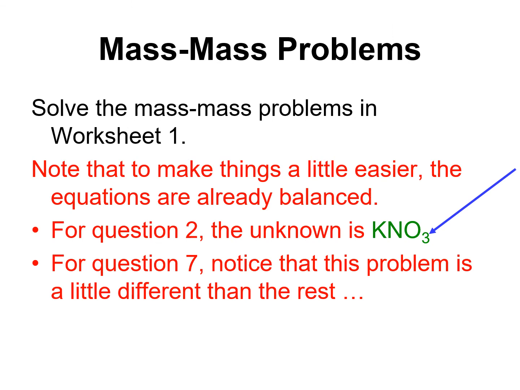If you have the mass to mass problems that Dr. Kemp gives out to his students, please note for question 2, the unknown is KNO3. You might want to go ahead and label that before you turn this video off. The unknown in question 2 is potassium nitrate. For question 7, it is a totally different kind of problem, a little challenge for you. See if you can figure it out.